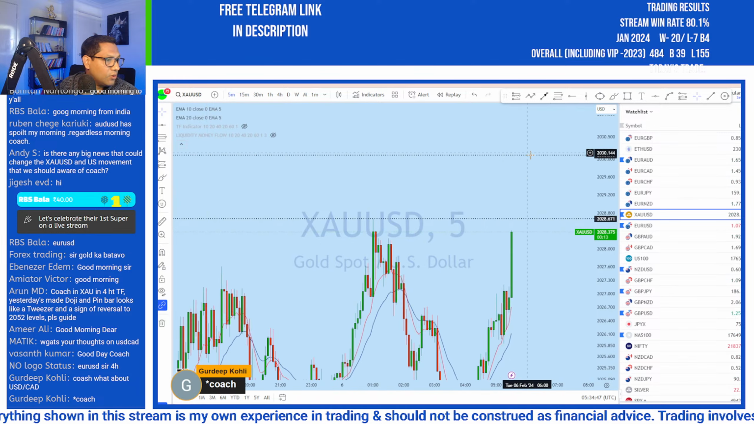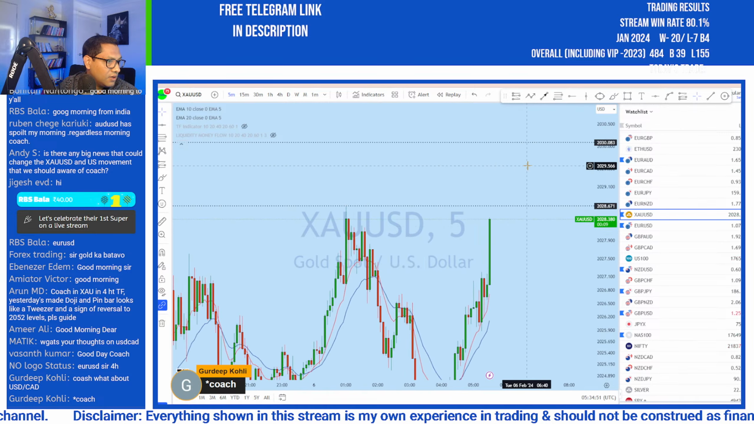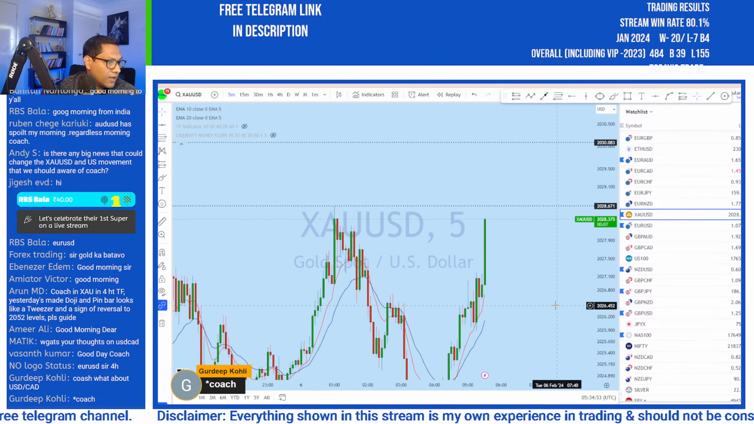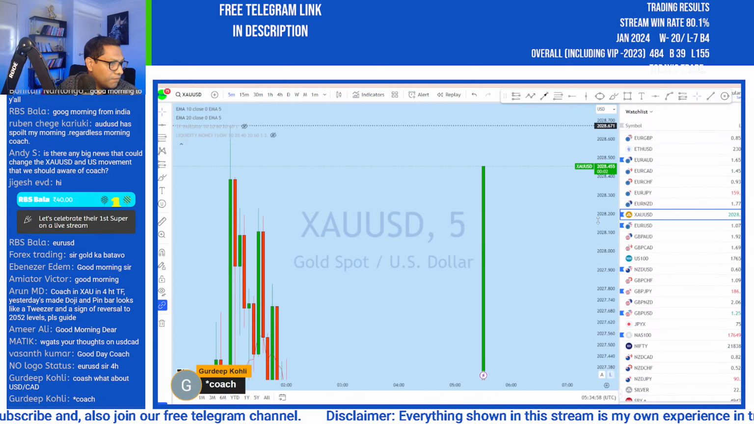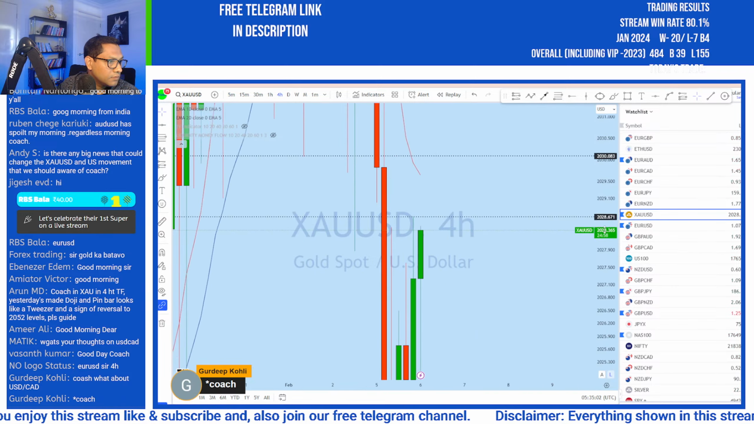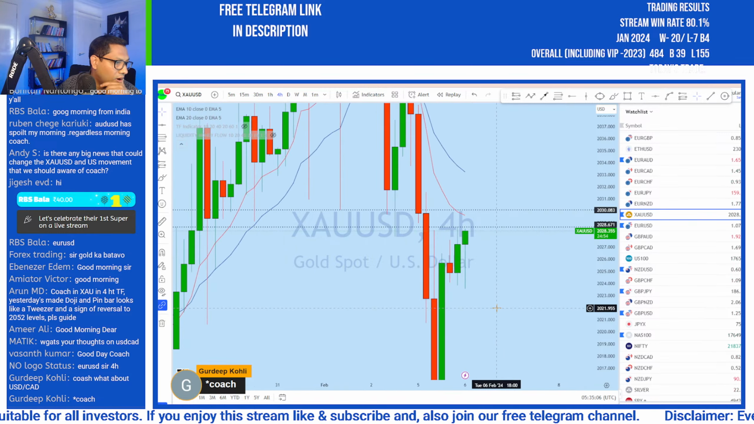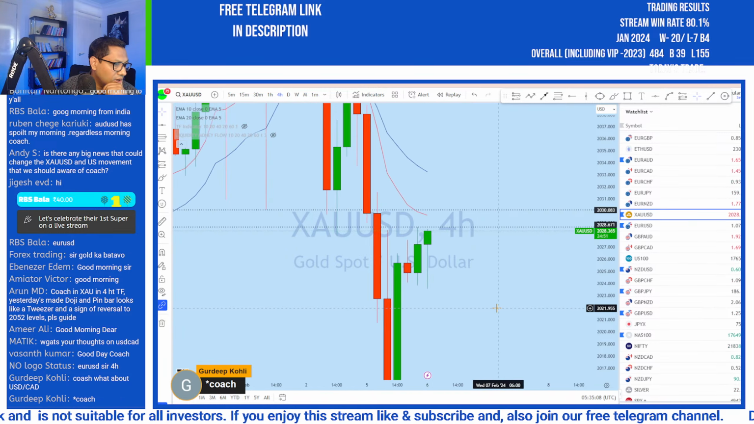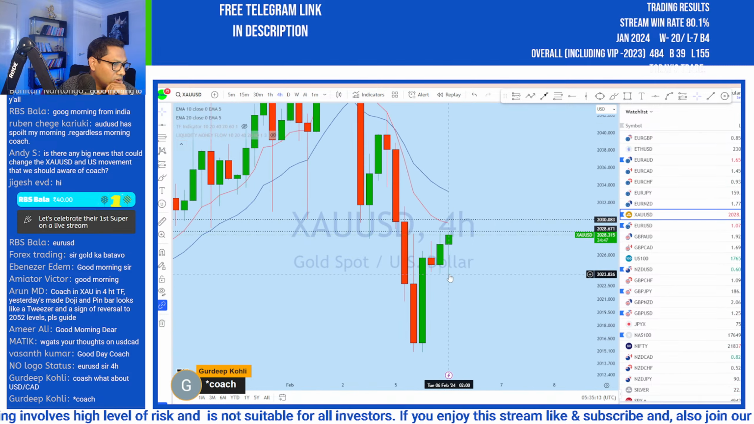So now let's see what's happening here. You can see the market is hitting that resistance with a big long candle. This is a weak candle. A 4-hour candle closing going up with a big long liquidity grab.